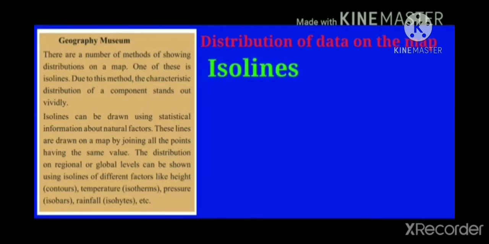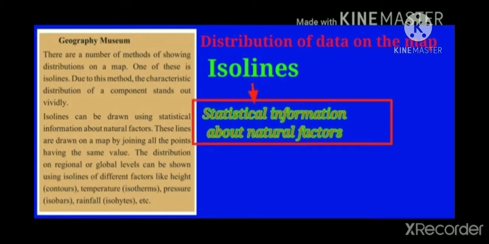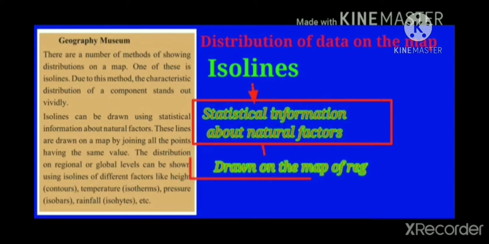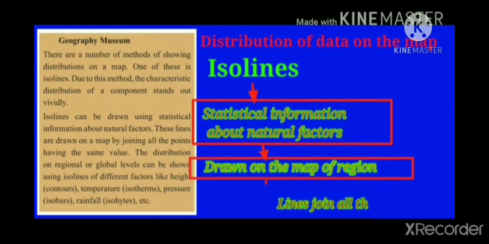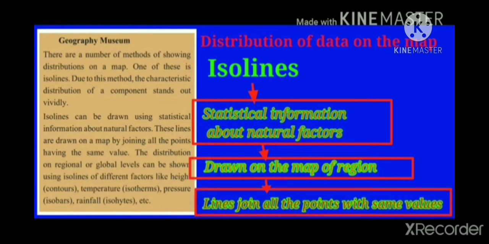There are a number of methods of showing distribution on a map. One of these is isolines. Due to this method, the characteristic distribution of a component stands out vividly. Isolines can be drawn using statistical information about the natural factors. These lines are drawn on the map by joining all the points having the same value.